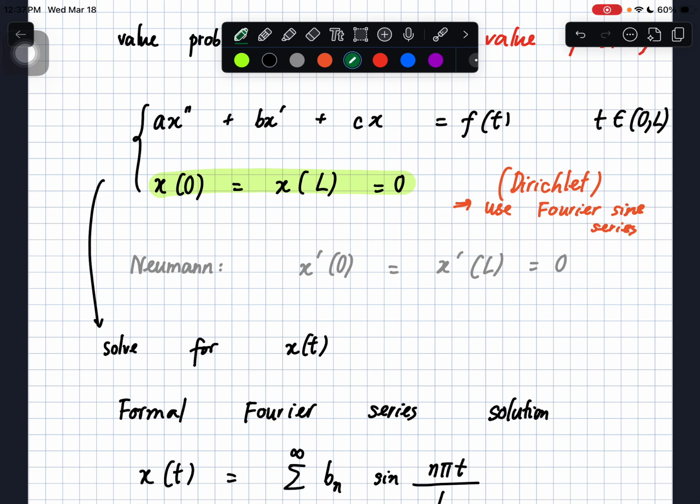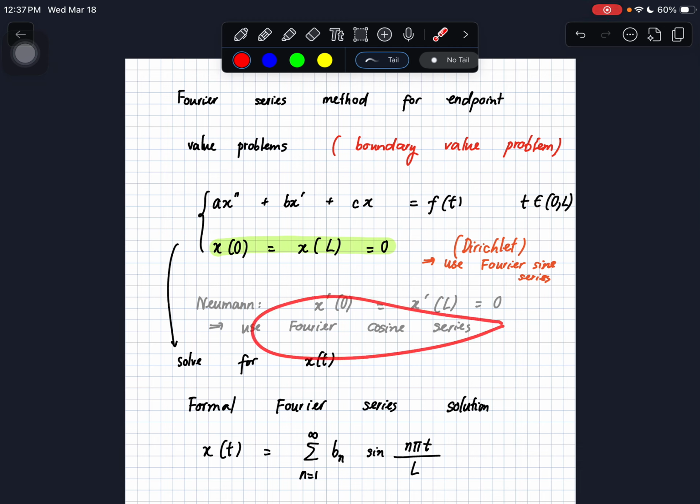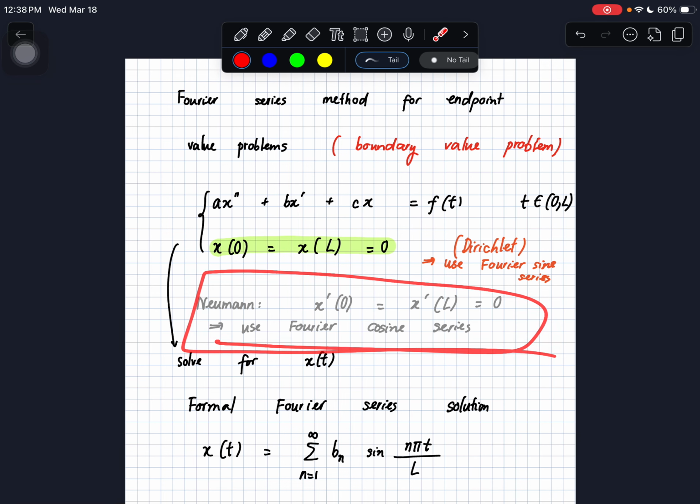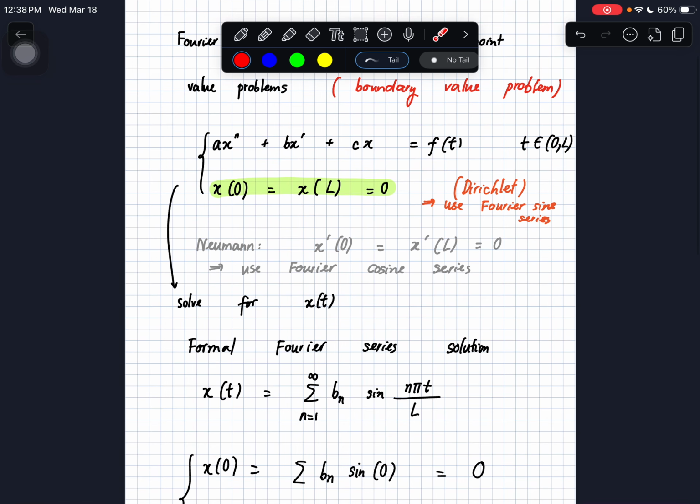And for Neumann condition, you use Fourier cosine series. So here's why. If you have a cosine series, a summation of something, say a0 plus a_n cosine, its derivative is proportional to sine, and when you plug in the endpoints, sine of n pi and sine 0 give you 0. So that's why for Neumann condition you use Fourier cosine series.